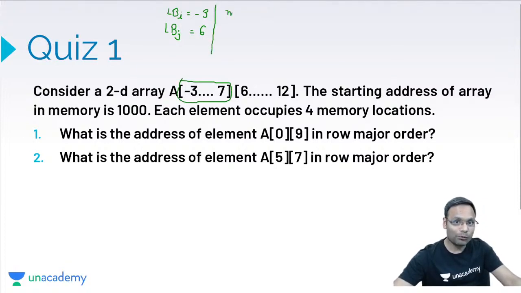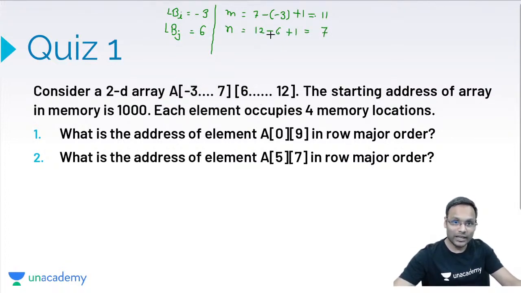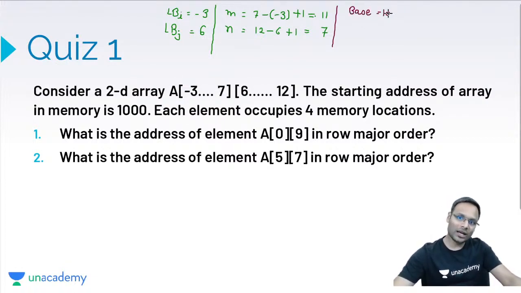Number of rows m is equal to 7 minus -3 plus 1. How many? 11 rows are there. How many columns are there? 12 minus 6 plus 1, 7 columns are there. Fine. Now once we have calculated these, given that the base value is 1000 and W is given as 4, here it is.